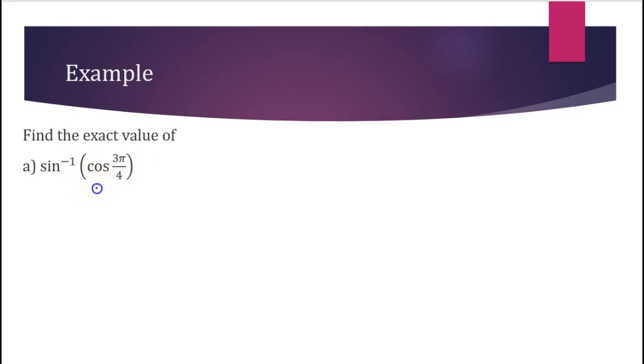Since this inside part can be evaluated, we can just find the real number that cosine of 3 pi over 4 is equal to, and then evaluate the outside function. So cosine of 3 pi over 4 is going to be negative the square root of 2 over 2. So this problem is asking us to evaluate sine inverse of negative the square root of 2 over 2.